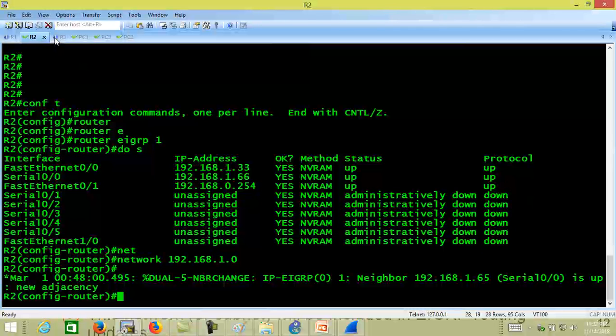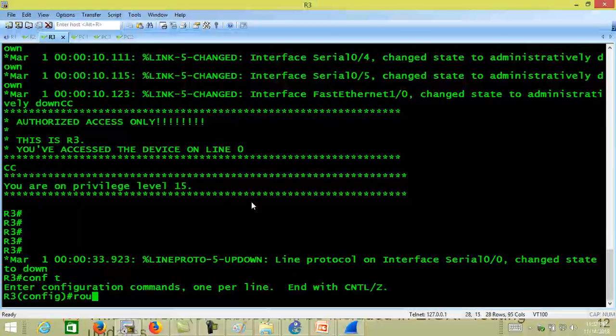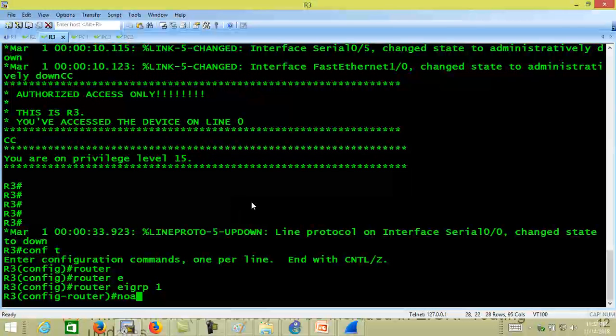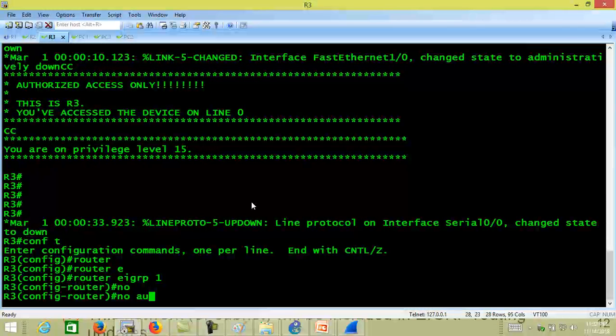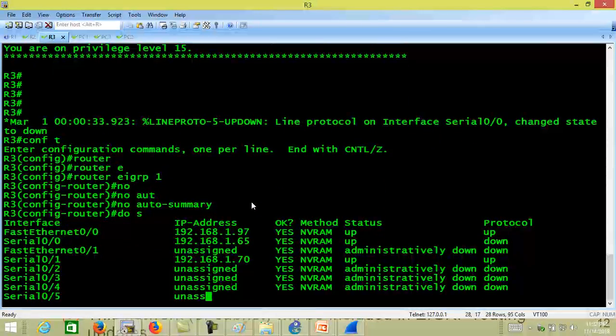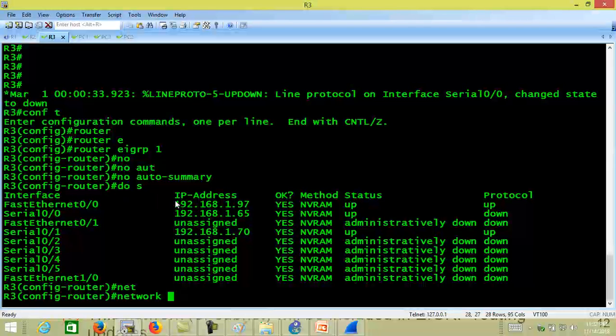So we are done with router 2. We go to router 3. So we do router Eigrp 1. We do no auto summary, and actually, did we do auto summary on router 3? I think not. Now do S just to see what we have, so we can harmoniously enable Eigrp on all these 3 interfaces. This and that. Of course it cannot run on that, because first of all, even that interface is down. There's nothing connected there.